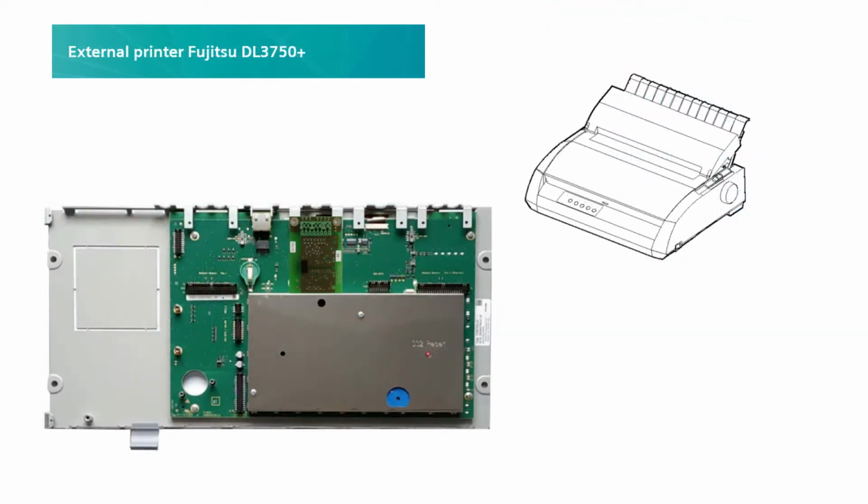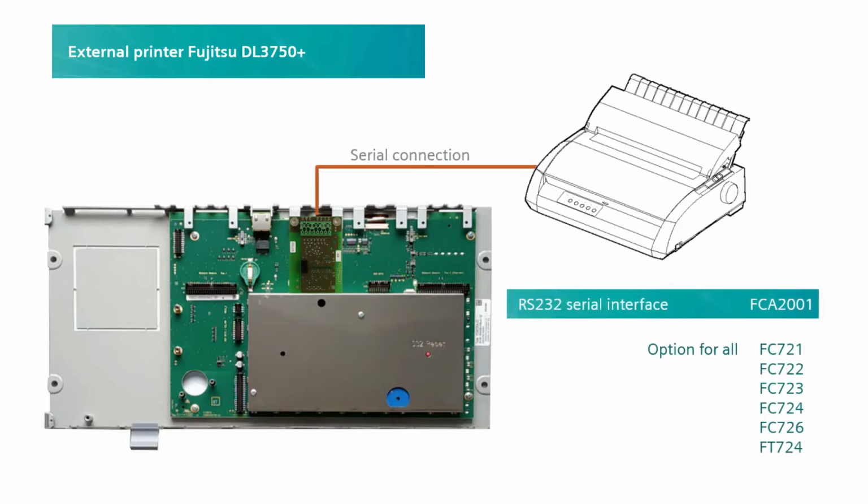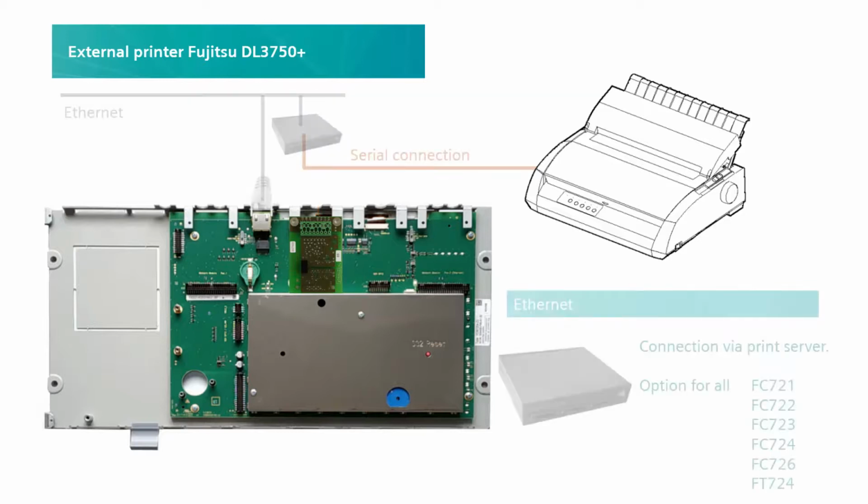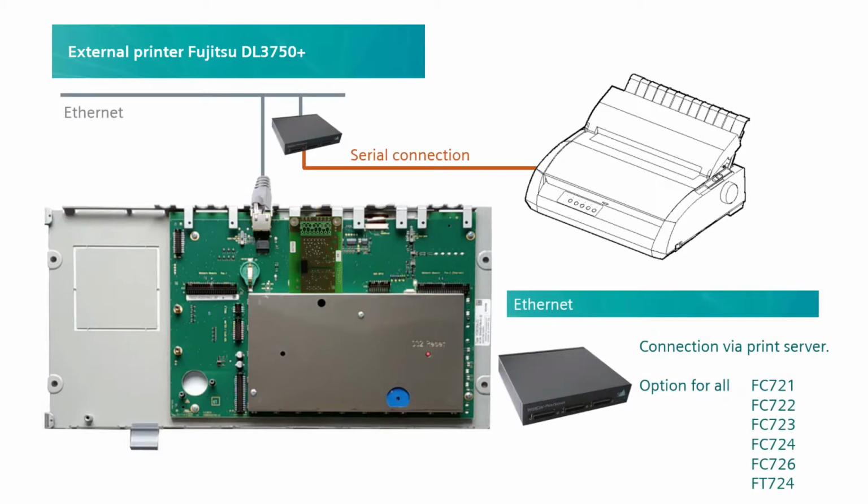If you need an external printer, we can offer you the Fujitsu FL3750 Plus, which can connect to the fire panel in two different ways. The easiest way is to connect the printer via the RS-232 module. It can also be connected via the Ethernet connection. But if you use this method, you will need another print server. Like the Ethernet connection, the printer is permanently monitored with the serial connection. If this connection fails or is interrupted, this is indicated on the fire control panel.